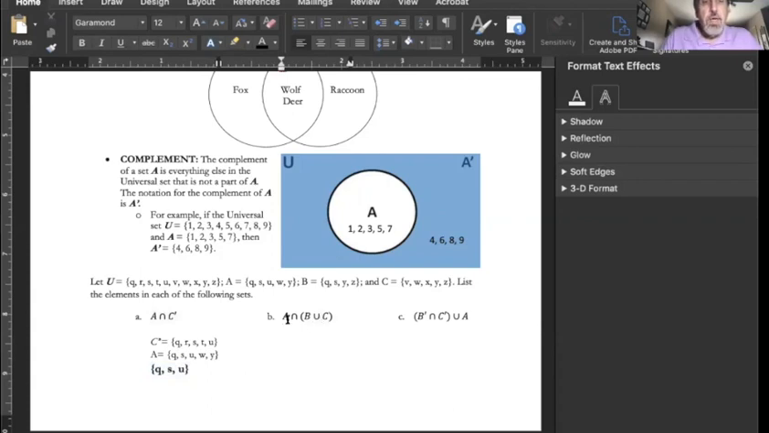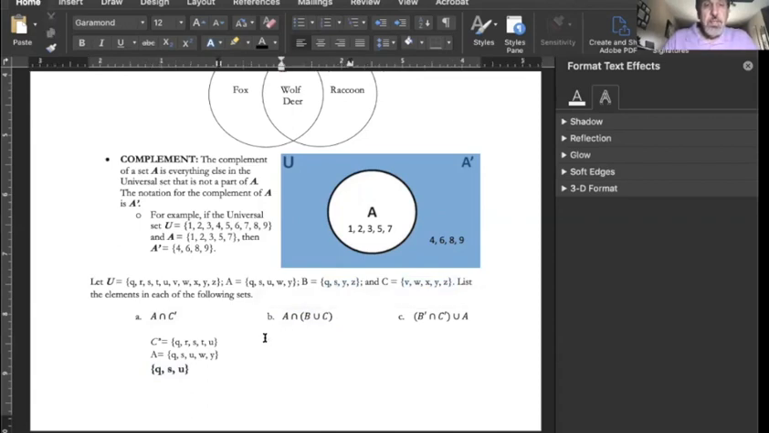So when we get to question B here, just like in arithmetic, when we do stuff in parentheses first, we do stuff in parentheses first in sets as well. So we've got this B union C. That means we're going to take everything that's in B, we're going to take everything that's in C, and we're going to put it all together in one. So let's look at that.